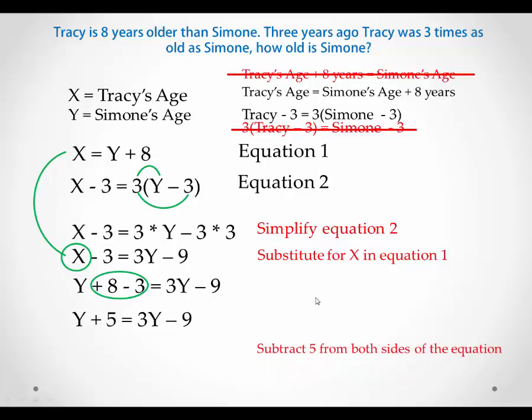Now subtracting 5 from both sides of the equation, we have this. This term goes to 0, so on the left hand side we have y. On the right hand side, minus 9 minus 5. When we have like signs, the same sign, we add the numbers together and keep the sign. So the new equation becomes y equals 3y minus 14.